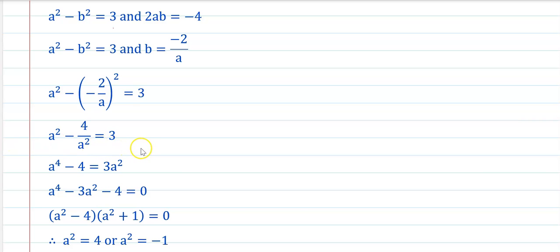Multiply on both sides again by a square. You are getting the expression a raised to 4 minus 4 is equal to 3a square. That is nothing but a raised to 4 minus 3a square minus 4. Again this is a quadratic equation. The multiplication of the first term and last term is minus 4a raised to 4. What about the middle term? The middle term is minus 3a square, and therefore the factors are minus 4a square and plus a square. Their sum is minus 3a square.